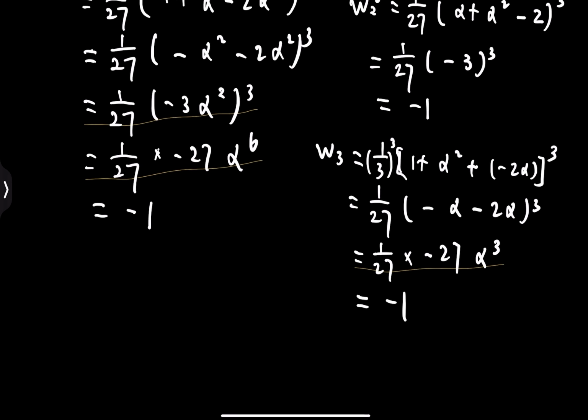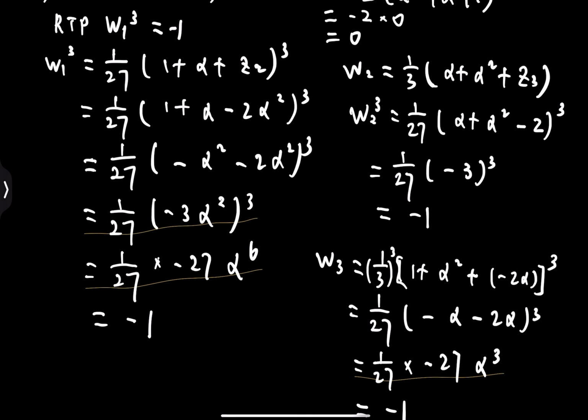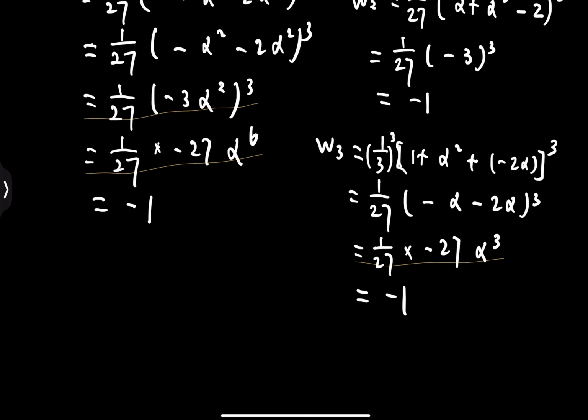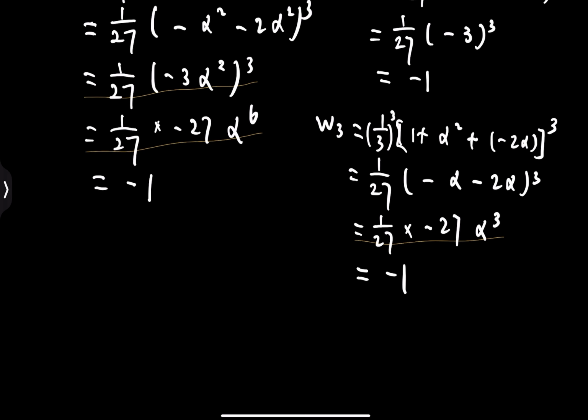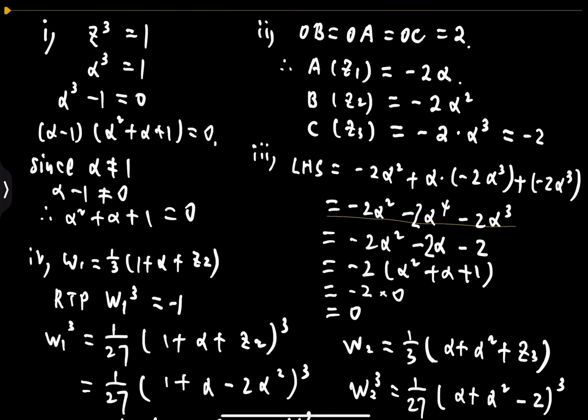So now I've proved that W1, W2, and W3 are all cubic roots of negative 1. So that was the original question required. So we're done.